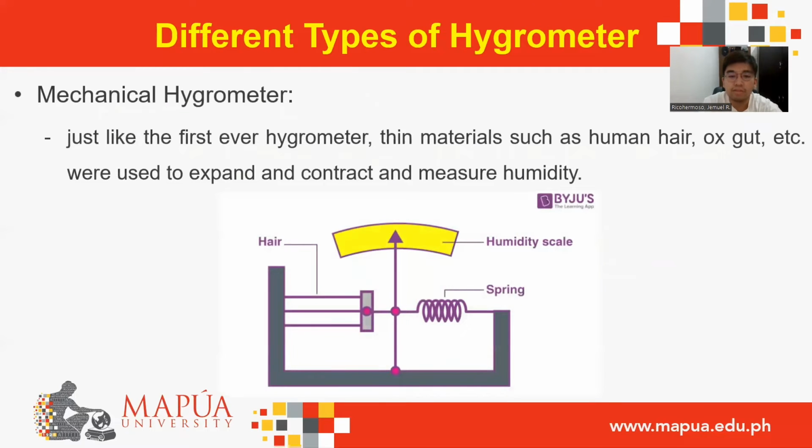The mechanical hygrometer uses organic substances, such as thin materials like human hair, ox gut, and so on, just like the first ever hygrometer, to expand and contract according to the variation in humidity. As variations occur in the material used, the spring of the mechanical hygrometer moves the needle on the dial, thus relative humidity can be calculated.